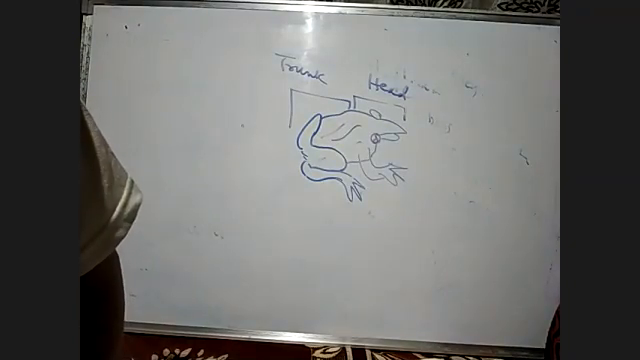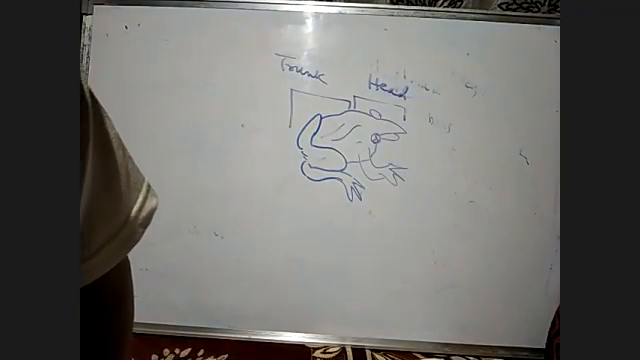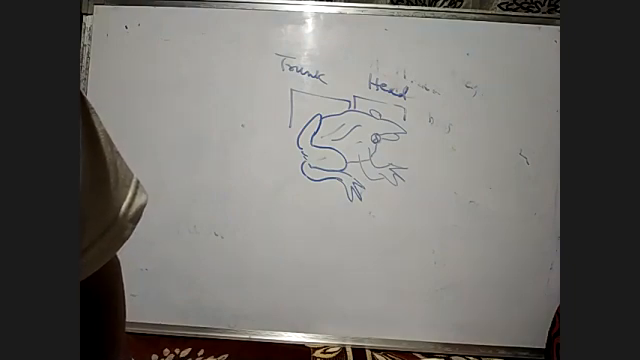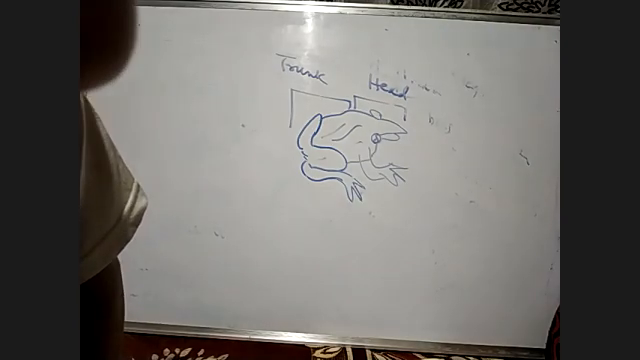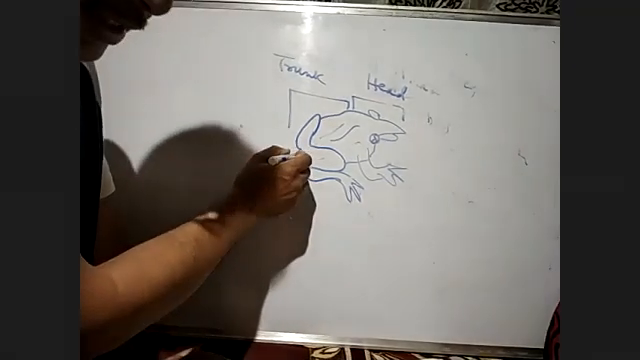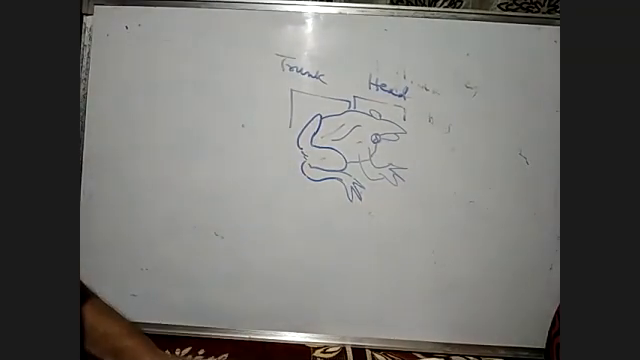In other animals, we have head, neck, and trunk. Human beings have the head, then the neck and the trunk. But here, they don't have the neck, only head and the trunk. Body is divided into head and the trunk. Tail may be present in some. Some of them have the tail, otherwise the tail is absent.